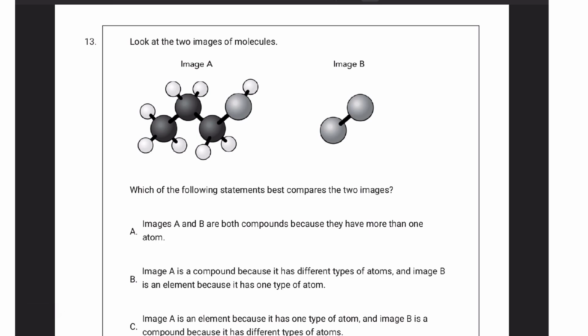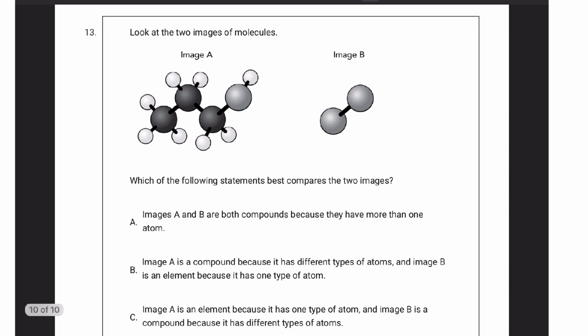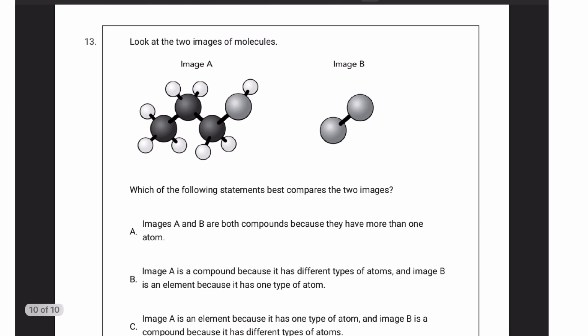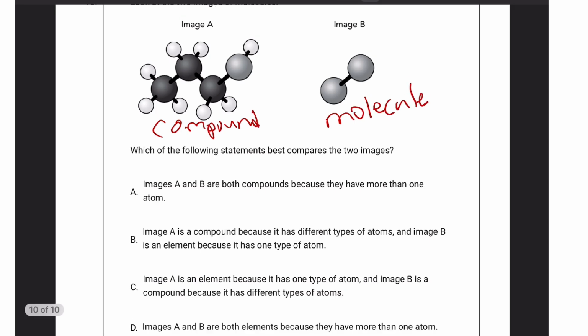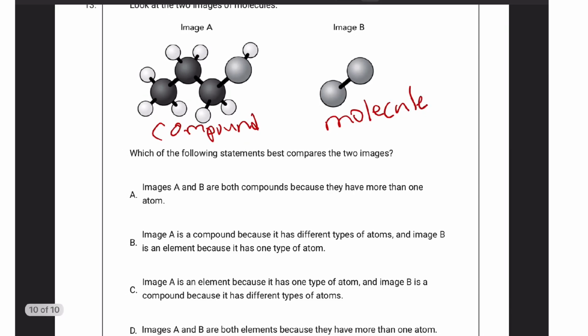One more. Look at the 2 images of molecules. Which of the following statements best compares the 2 images? Image A and B are both compounds because they have more than one atom. Well, this one is a compound for sure, but this one is a molecule. Remember, we said that this can happen sometimes. So, they both have more than one atom and they're both compounds? No, because this one's not a compound. This one's just a molecule.